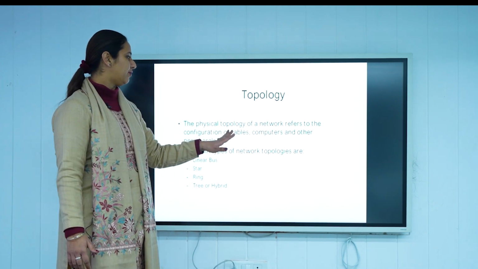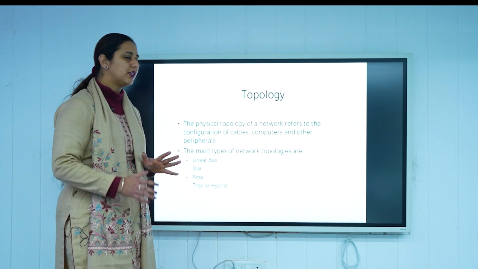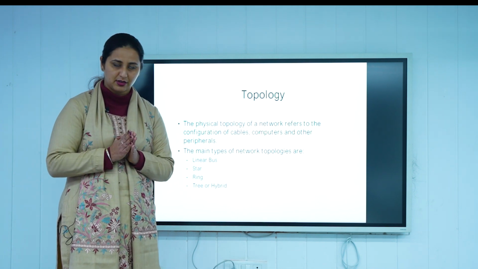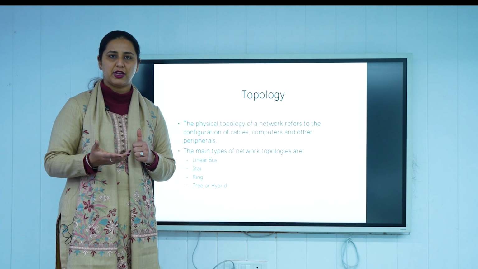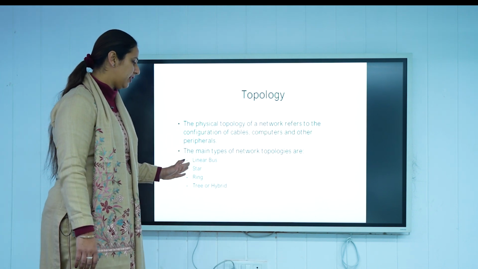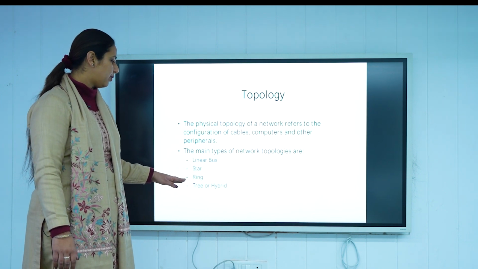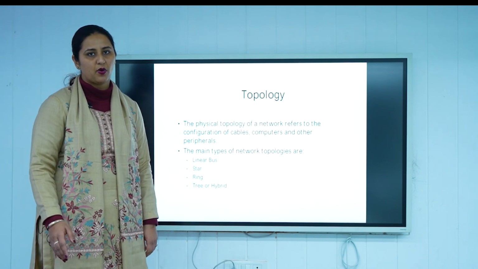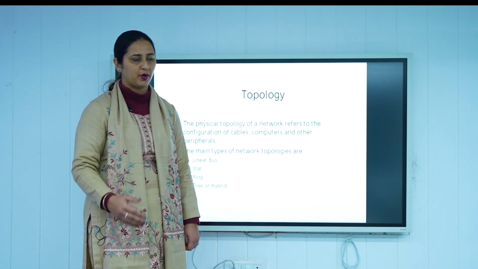So the topology of a network refers to the configuration of the cables, computers and the other peripherals that we are combining in a network. We have various forms of topology that we implement in computer networks. The very first one is the linear bus, the second is the star topology, the third is the ring topology, and next is the tree or the hybrid topology. We will be discussing all the types of topologies one by one.